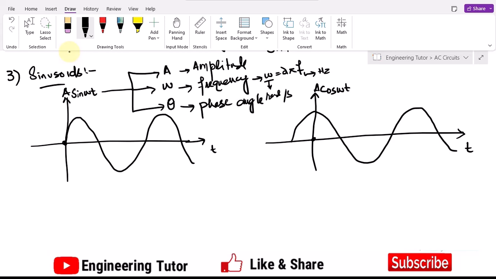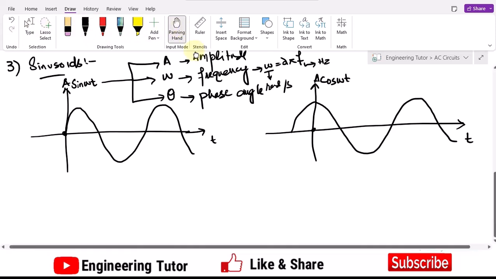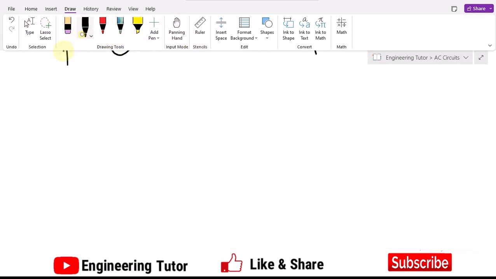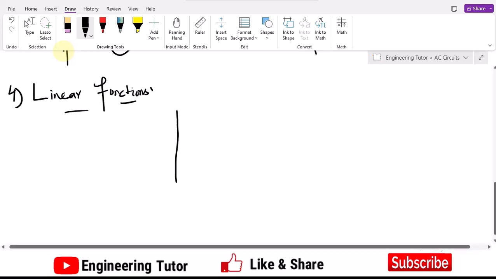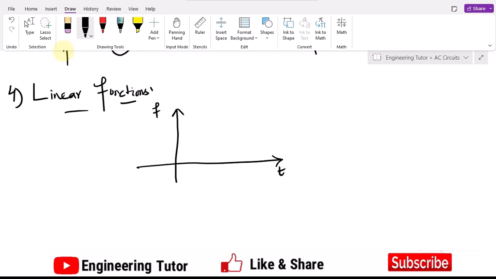Okay, so these are the three parameters which are usually defined for the sine waves and the cosine waves. So this is the third waveform. The fourth one here, which is usually used, is the linear function or linear waveform. As the relation between the x-axis and y-axis is linear, that's why it will look like this. So that is the linear waveform where f of t is equal to t.